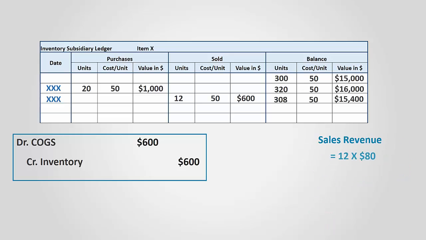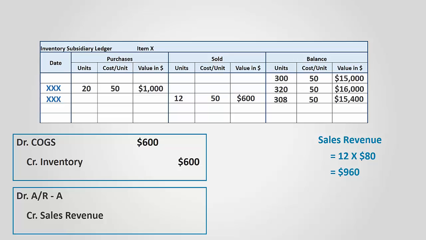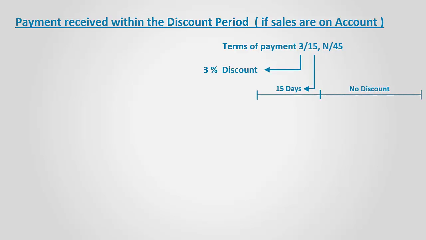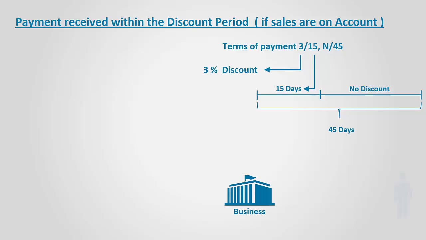The sales revenue should be recorded, but it will be recorded using the selling price. Sales revenue is equal to $960. Account receivable is debited by $960 and sales revenue, which increases by being credited, by the same amount. The terms of payment in this case means that the business is ready to give the customer a discount of 3% if payment is made within 15 days. Otherwise, the full amount should be paid within 45 days.